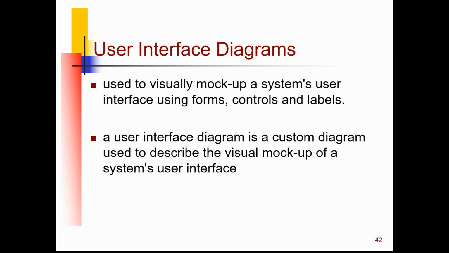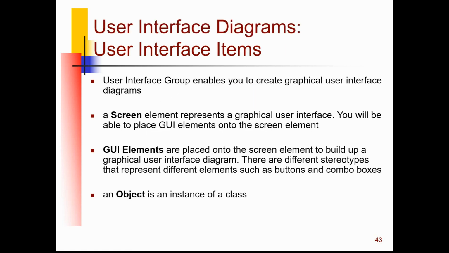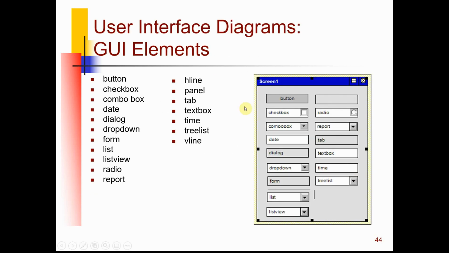The user interface diagram is used to visually mock up the system user interface. So this one is very much like a virtual user interface, but when you click on the button or click on this checkbox, it won't do anything. It will just give the user a visual impression of what the interface looks like. Does this make sense? Or do you want to change the font, or regroup these items?